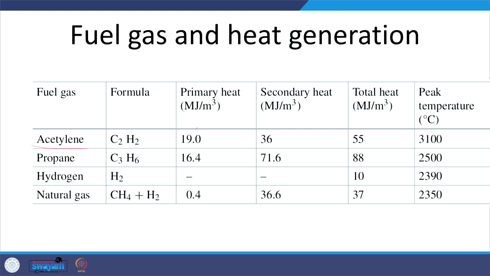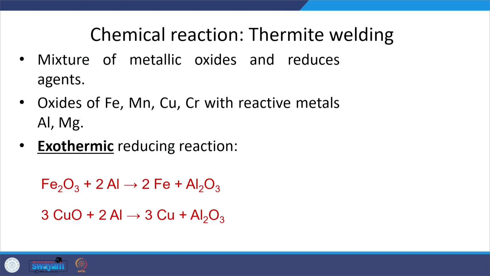Acetylene in the primary zone generates 19 units of heat. In the secondary zone, it generates more heat, that is 36 units. Total heat generated is 55 and peak temperature generated is 3100 degrees centigrade. While that for propane it is 88, much higher, but lower peak temperature. For hydrogen it is 2390 degrees centigrade, and for natural gas it is 2350 degrees centigrade. So, since the maximum peak temperature is offered by acetylene, this helps in melting the parent metal very fast and realizing the welding at a higher speed.